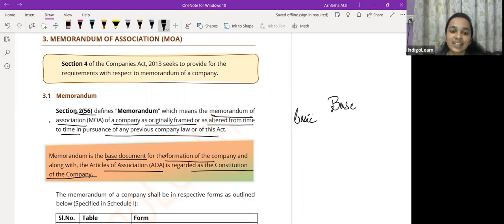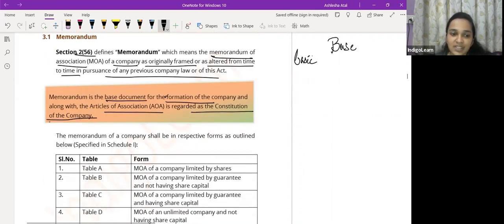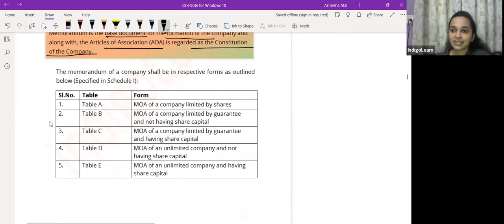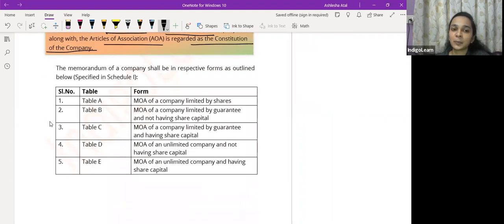And जैसे मैंने बताया था that there are some specified formats rather for the purpose of drafting MOA. So अलग-अलग tables दिए हुए for different types of companies. So limited by shares, limited by guarantee, having share capital, not having share capital, unlimited company. So सबके लिए there are different formats which have been prescribed for the purposes of drafting the Memorandum of Association.